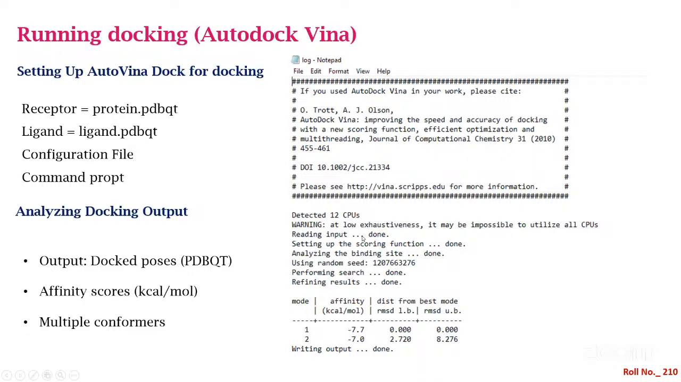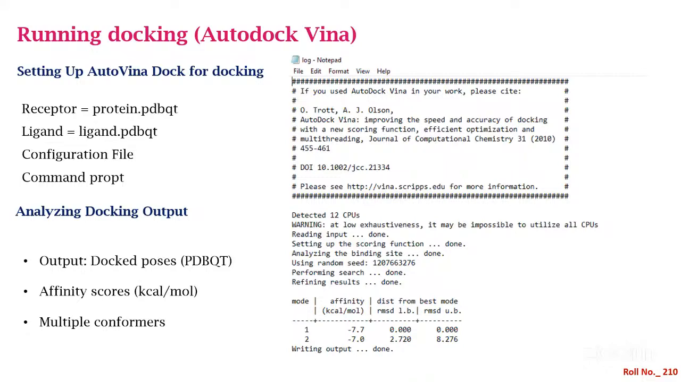This AutoDock Vina software, after docking, will generate a text file. We call it a log file. That log file contains the binding affinities of that ligand with a particular or desired protein. Remember that these values are obtained with a negative sign. The more negative the binding value, the stronger the interaction.